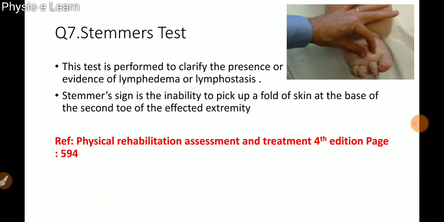Seventh, Stemmer's test. This test is performed to clarify the presence of the evidence of the lymphedema or lymphostasis. So Stemmer's sign is the inability to pick up a skin fold at the base of the second toe of the affected extremity. As you can see in the picture, the examiner is trying to lift the skin fold at the base of the second toe. So if the examiner is not able to lift the skin fold, then the Stemmer's test is positive for lymphedema or lymphostasis.